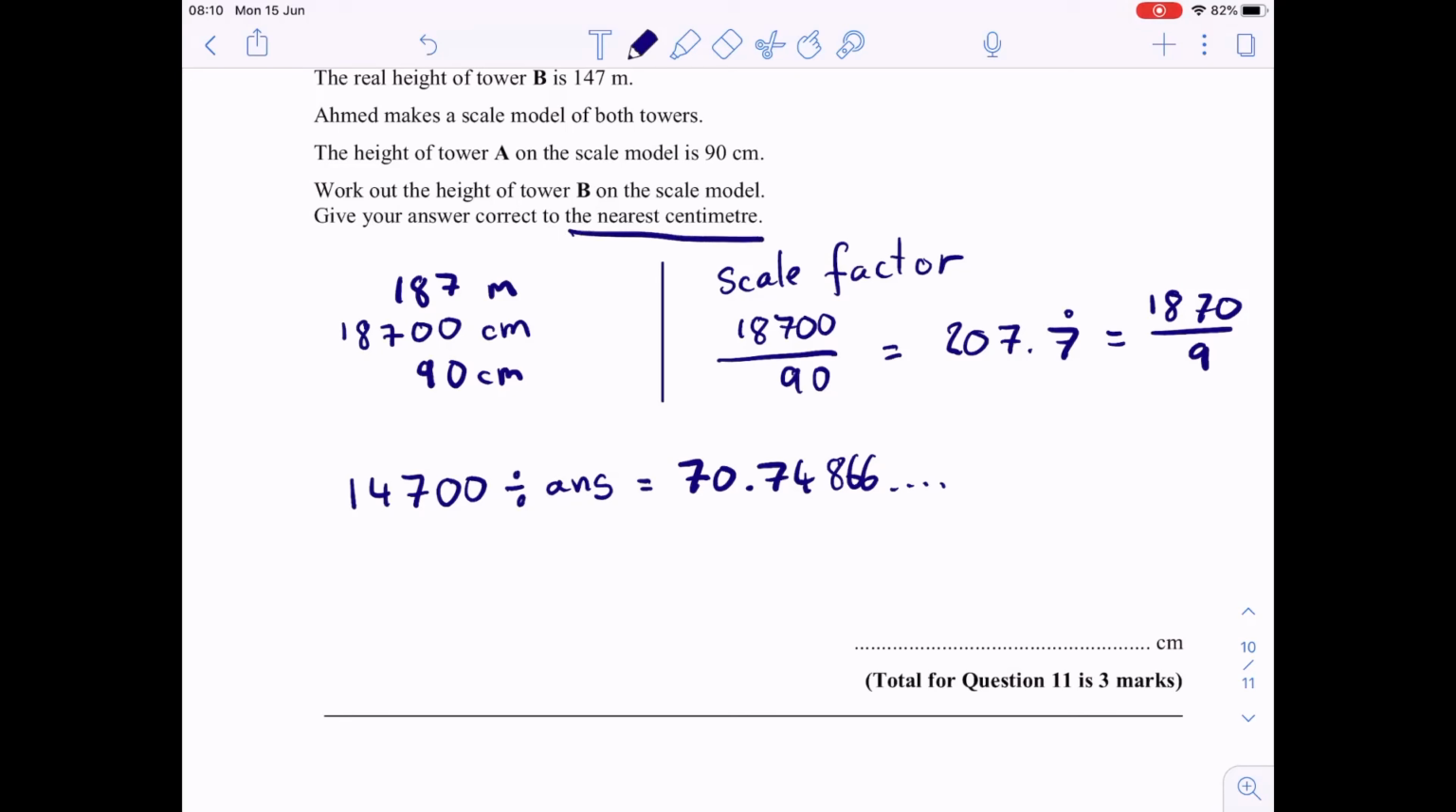And again, this is asking for the nearest centimetre. So I draw an invisible line down here and ask, will this 0 be rounded up or will it stay the same? The next number is a 7, so yes, it will be rounded up. So it's going to be 71 centimetres to the nearest centimetre.